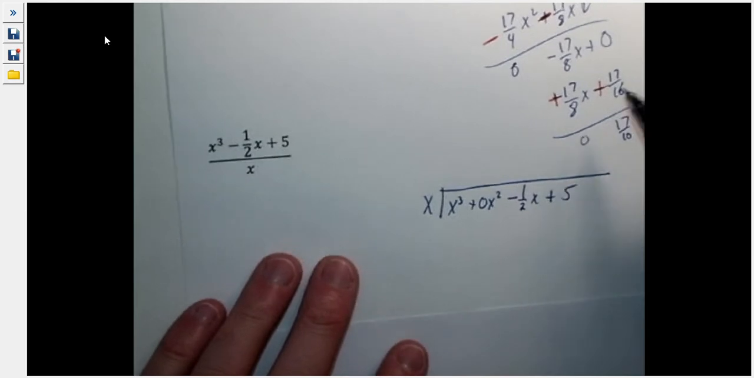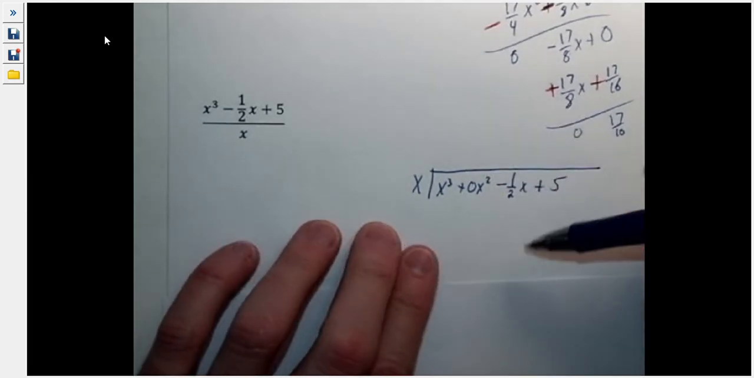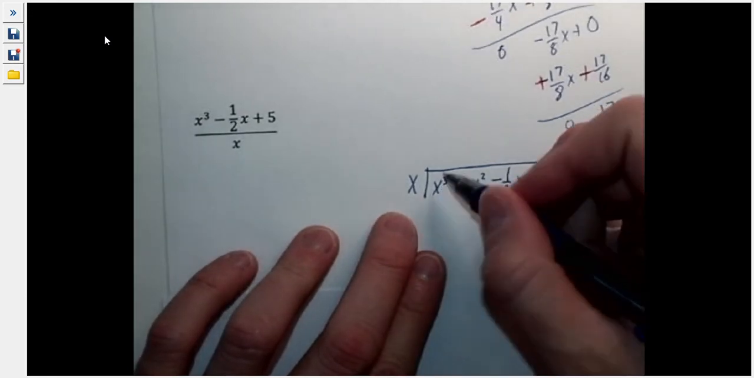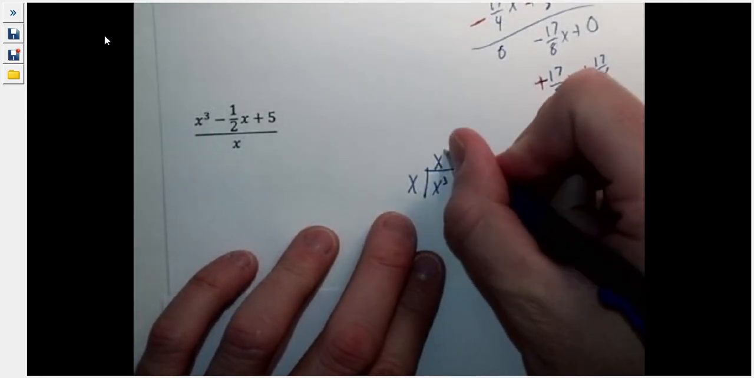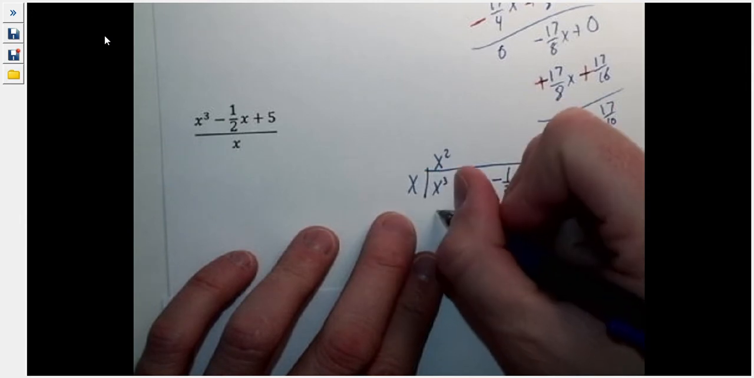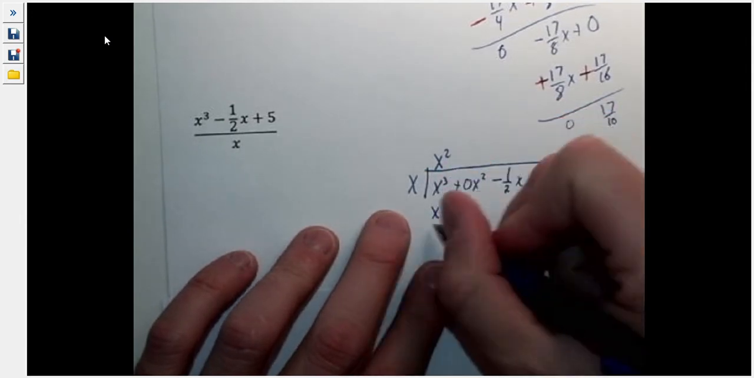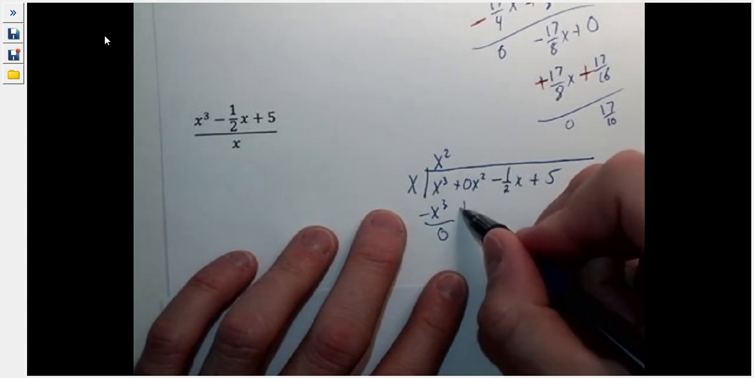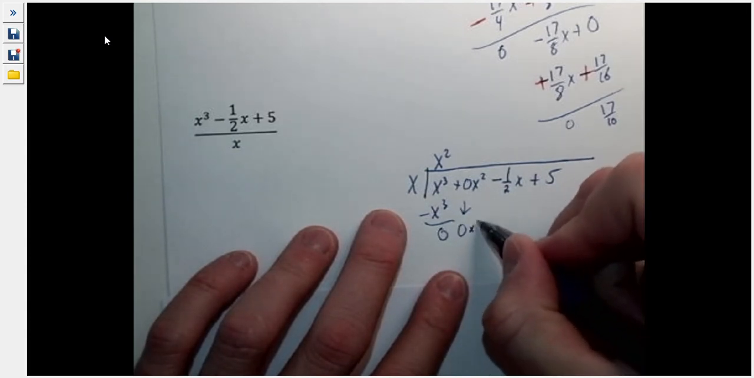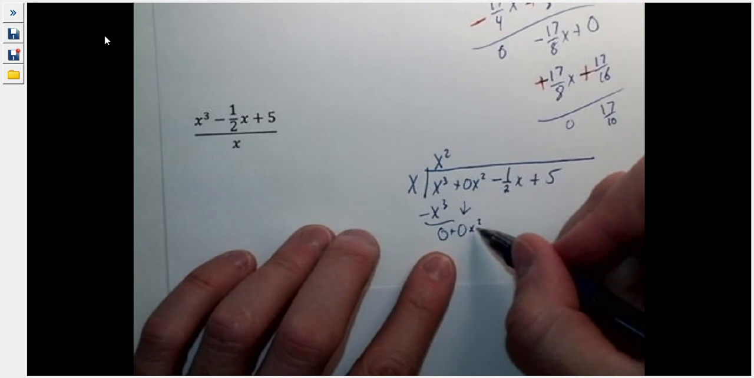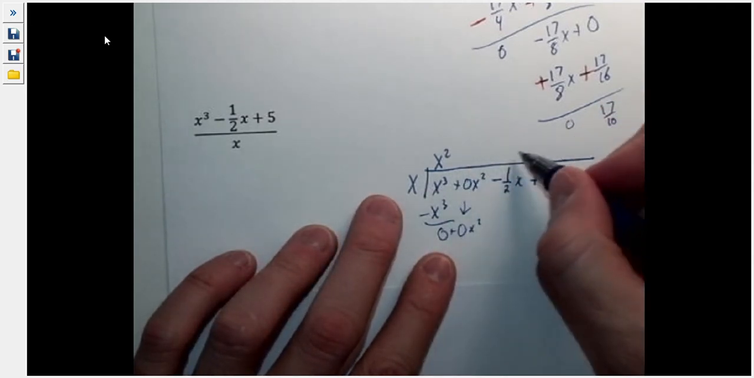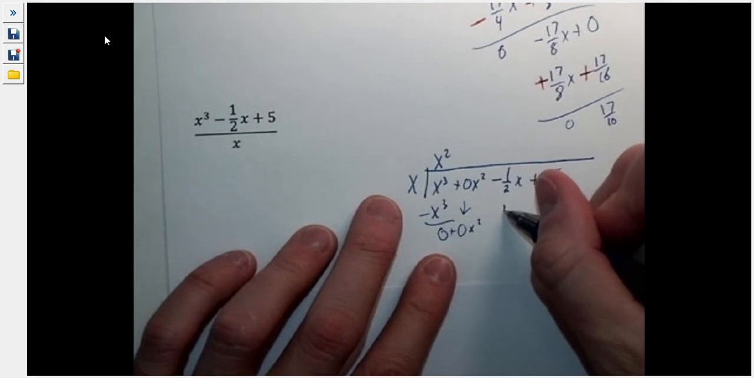Okay, so now what's going to be easy about this one is that we've only got one term on the outside. So what times x will give me x cubed? That's x squared. So x squared times x cubed. Subtract, you get 0. Then you bring this down, 0x squared. What times x will give me 0x squared? Well, that's 0, so we don't have a term there. So then we bring down our next one.